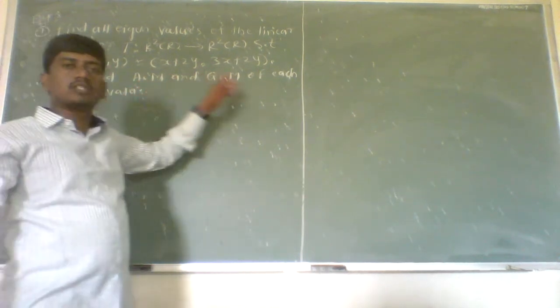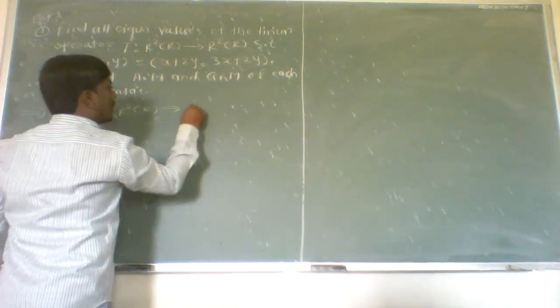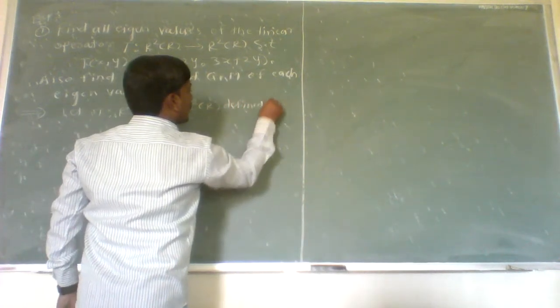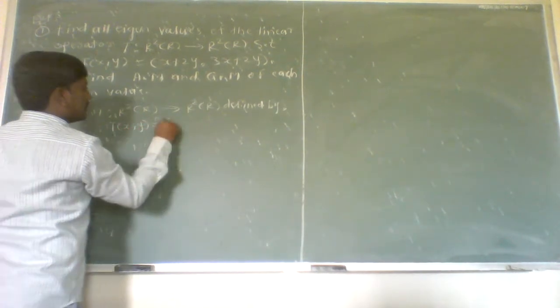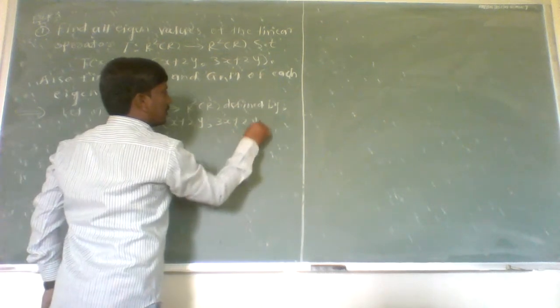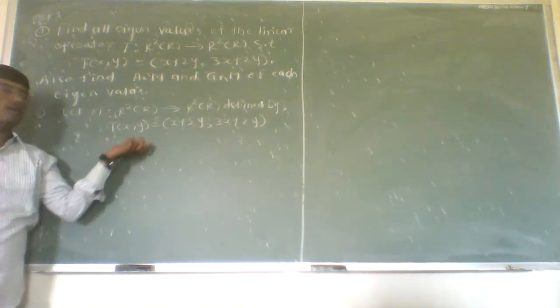First we have to find out its characteristic values, and then we have to find out its algebraic multiplicity and geometric multiplicity. Given that T is a mapping from R2 over R to R2 over R defined by T of (x, y) is nothing but (x plus 2y, 3x plus 2y). Now to find eigenvalues, first we have to write its matrix with respect to some basis.